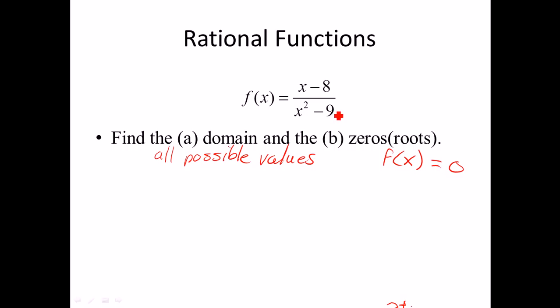So if you're looking for domain, what you want to do is set your denominator. Your denominator cannot equal 0. So you want to solve that equation for it not equaling 0. And once you solve that, you'll be able to find out what your domain is. Now, to find out what your zeros or your roots are going to be, you want to set your numerator equal to 0. And that will give you the roots of the function, basically where the function is going to equal 0.